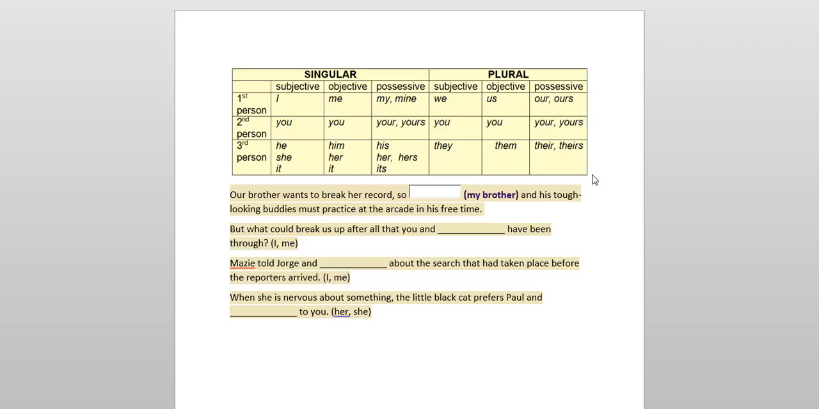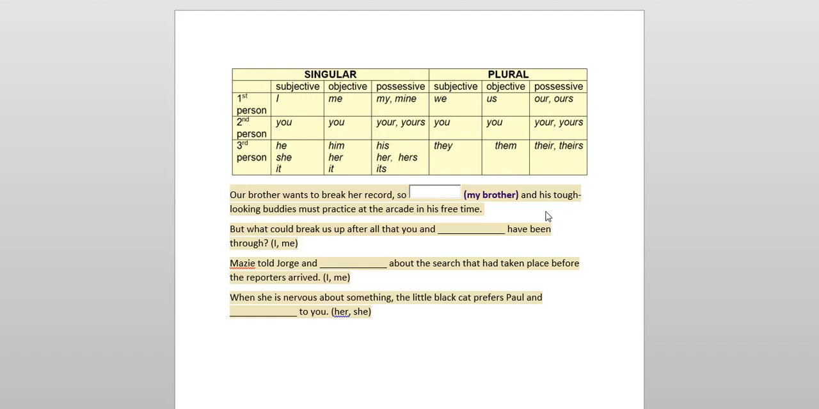And so here are some examples of when you would and when you would not use the subjective case. And so the trick is to replace it with I. Does I make sense in this case? So our brother wants to break her record. So we need a pronoun for my brother, and his buddies must practice at the arcade. Do we use he or him? All right. It looks like it's after a prepositional phrase. And so we might be tempted to think, okay, it's the objective.